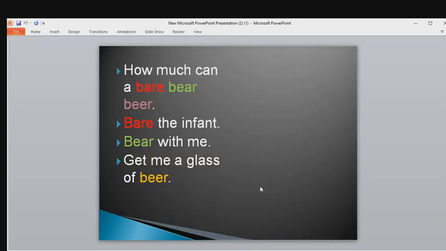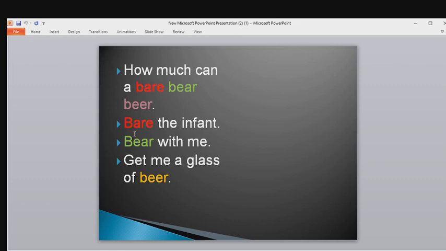Let's see. But before that, we will see these examples and come to know how confusing these similarly pronounced words can be. The first one, a very famous one, is: how much can a bear bear? So we can see there are three words with the same pronunciation: B-A-R-E, B-E-A-R, and B-E-E-R. And then we have other examples as well: bear the infant, bear with me, get me a glass of beer.